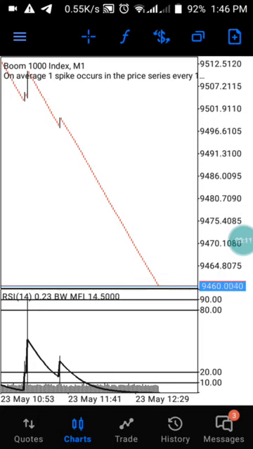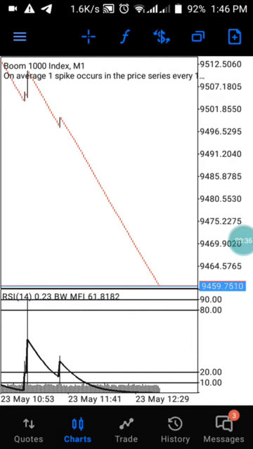As you know, in this channel we drop daily analysis on Boom and Crash and Step Index. I'm back with another wonderful strategy that can help you trade successfully, scalping Boom 1000 on the 1 minute time frame. You can also use this same strategy on Crash 1000. It works on Crash 1000 and it also works on Boom 1000.